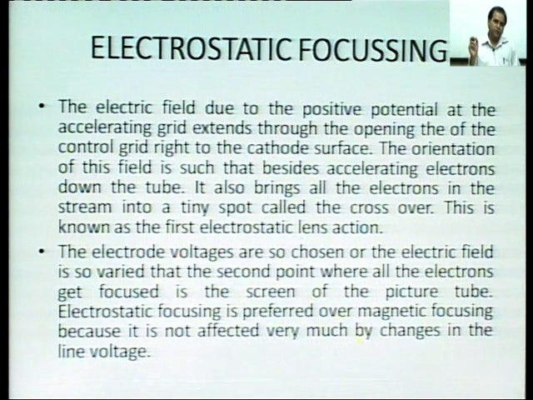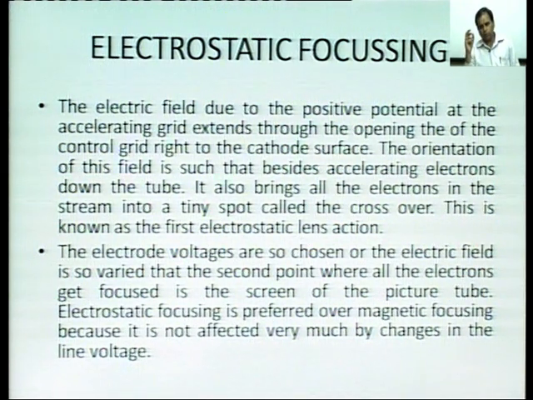The electrode voltages are so chosen, or the electric field is so varied, that the second point where all electrons get focused is the screen of the picture tube. Electrostatic focusing is preferred over magnetic focusing because it is not affected very much by changes in the line voltage. So the electric field is so varied that the second point where electrons are focused is on the screen.